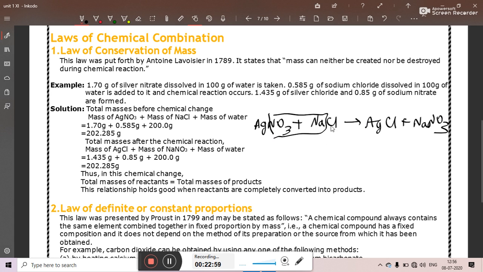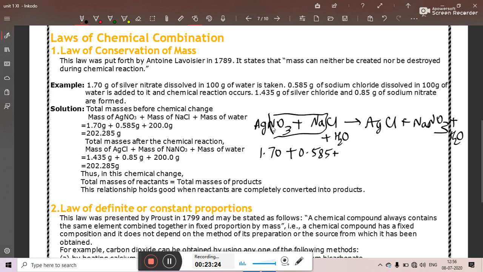Now here, along with silver nitrate and sodium chloride, the mass of water will also be added, because we are preparing the solutions in water, and on the right hand side water will also remain. Now here the mass of silver nitrate which was taken was 1.70 gram. Mass of NaCl taken was 0.585 gram.